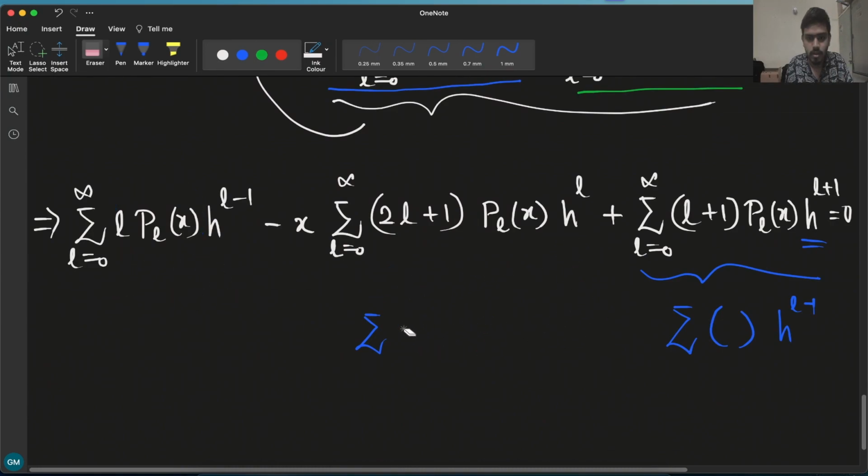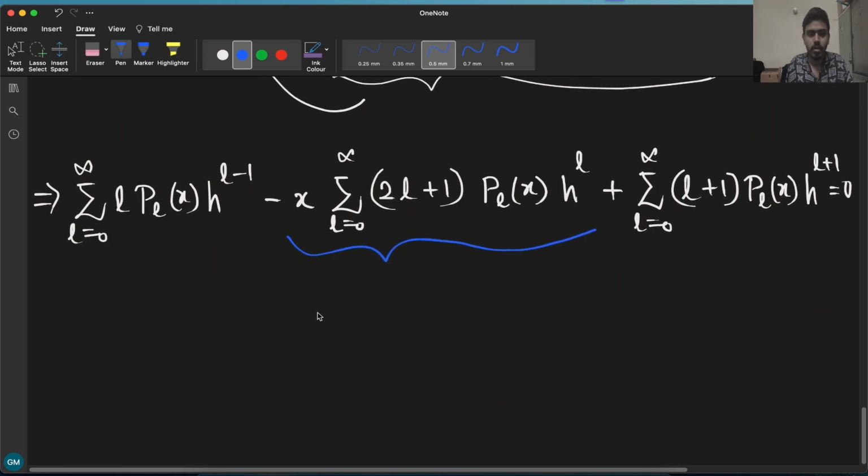Fine. So let me first deal with this term, which is, I'm writing it in blue, x times the sum over l equals 0 to infinity of (2l plus 1) P_l(x) h to the power l.